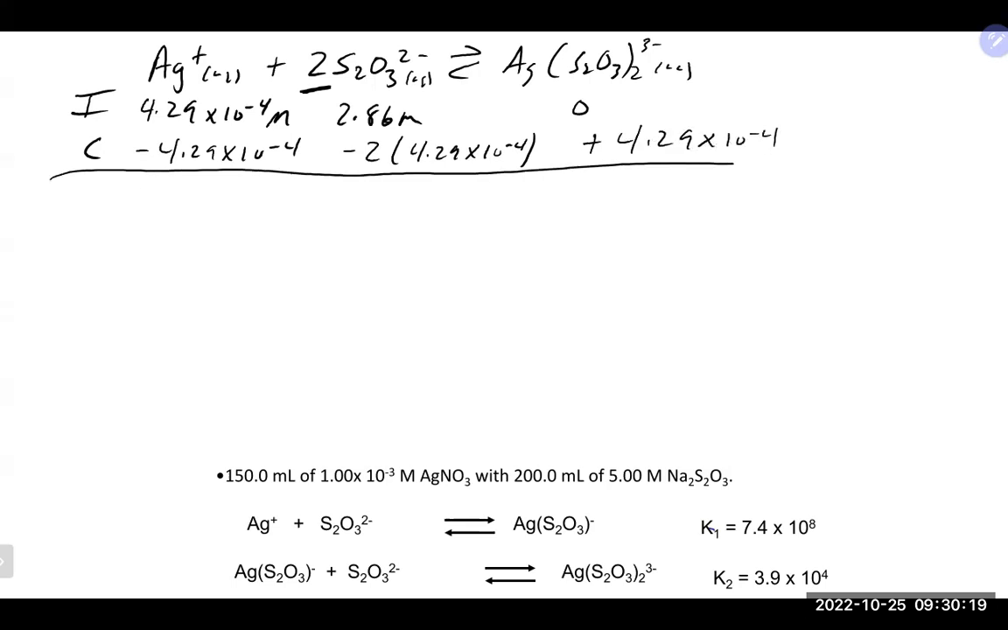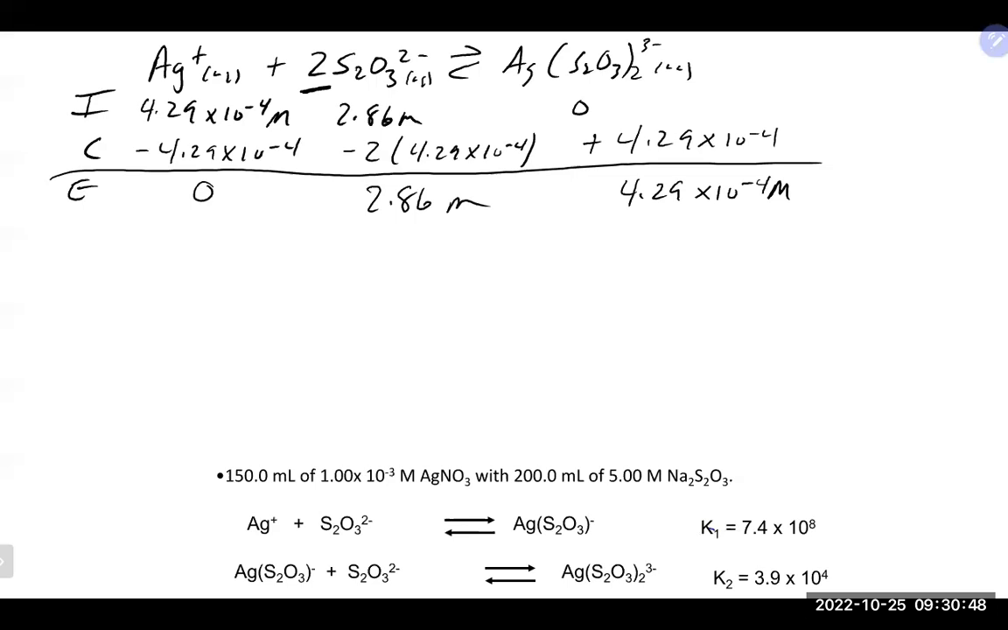That means when we reach equilibrium here, that's going to be 0. This will be 2.86 minus 2 times 4.29 to the minus 4, going to give us still 2.86. And this would be 4.29 times 10 to the minus 4 molar. First off, any questions up to that point?